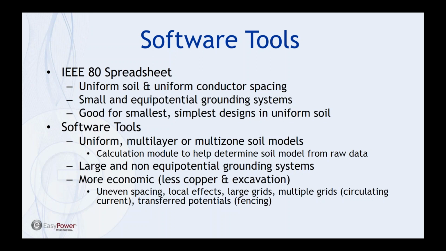These simplified programs neglect self-impedance of conductors. They neglect the actual impedance of the conductors. And while they're a step up from the IEEE 80 spreadsheet, they're still only able to be applied appropriately in limited situations. So, relatively small copper grids with a single energization point.